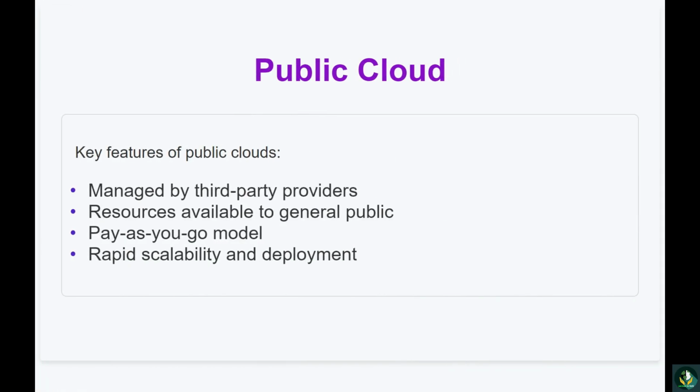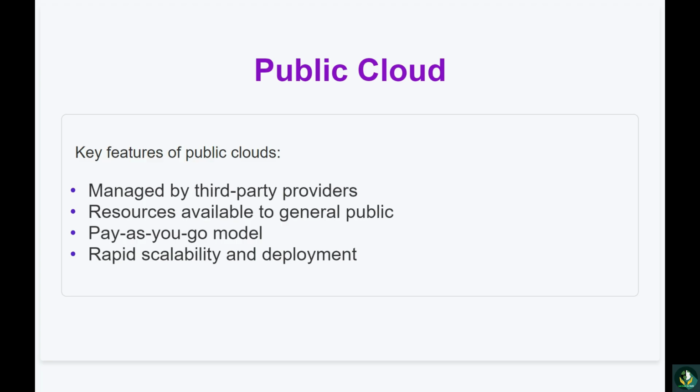Public clouds represent a paradigm shift in how organizations access and utilize computing resources. Unlike private clouds, public clouds are built, controlled, and maintained by third-party service providers, offering their resources to the general public over the Internet. One of the defining characteristics of public clouds is their accessibility.